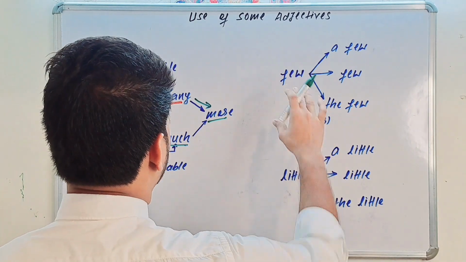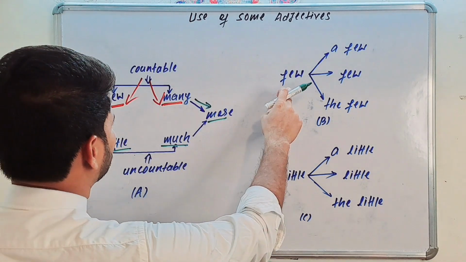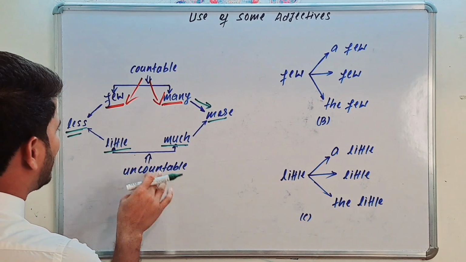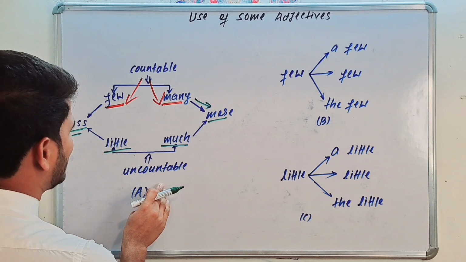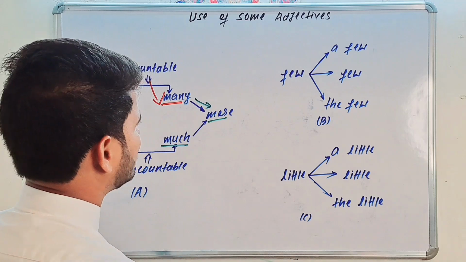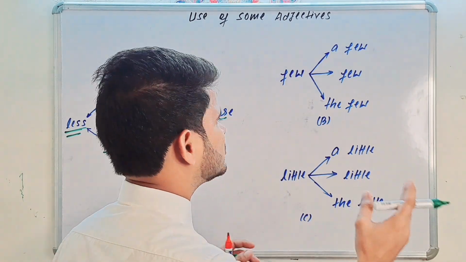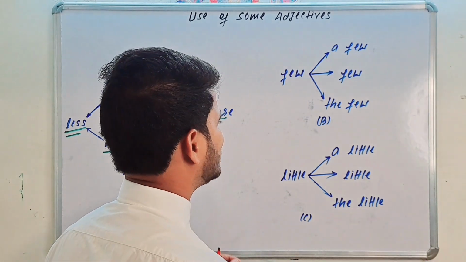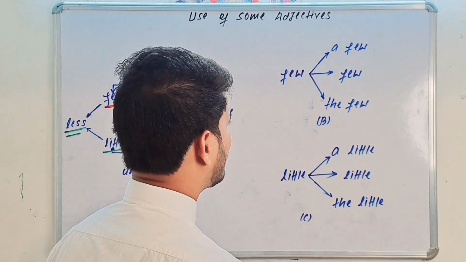I have taken few and little. Few is only used for countable nouns, and little is only used for uncountable nouns. Few means less and little means less. Few and little both represent less. But few is only used with adjectives of number, like numeral adjectives, and little is only used with adjectives of quantity.